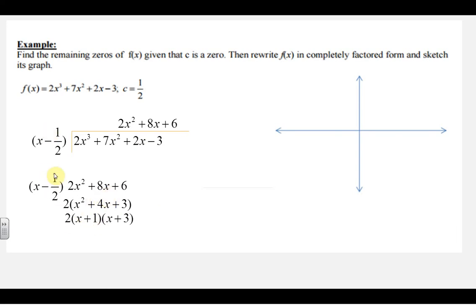So again, that x minus 1/2, you don't want to forget that that exists. So you have 2, parentheses x plus 1, quantity x plus 3, quantity x minus 1/2. Don't forget about that original factor you got from what they gave you. All right, now we can sketch this.